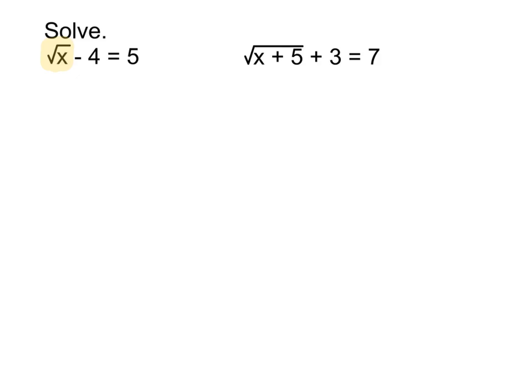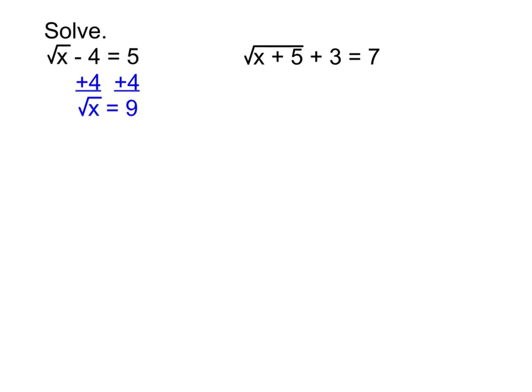So for this first problem, we have the square root of x minus 4 equals 5. I need to get the radical by itself. What am I going to do to both sides? Add 4. That's all you've got to do. And so I add 4 to both sides. That leaves me a square root of x equals 9.